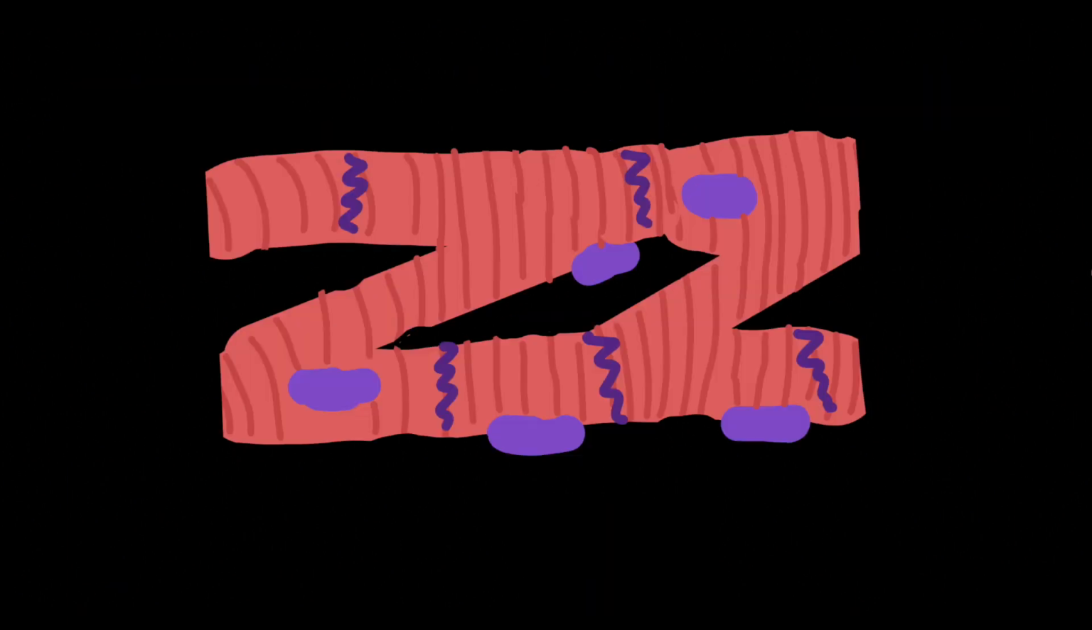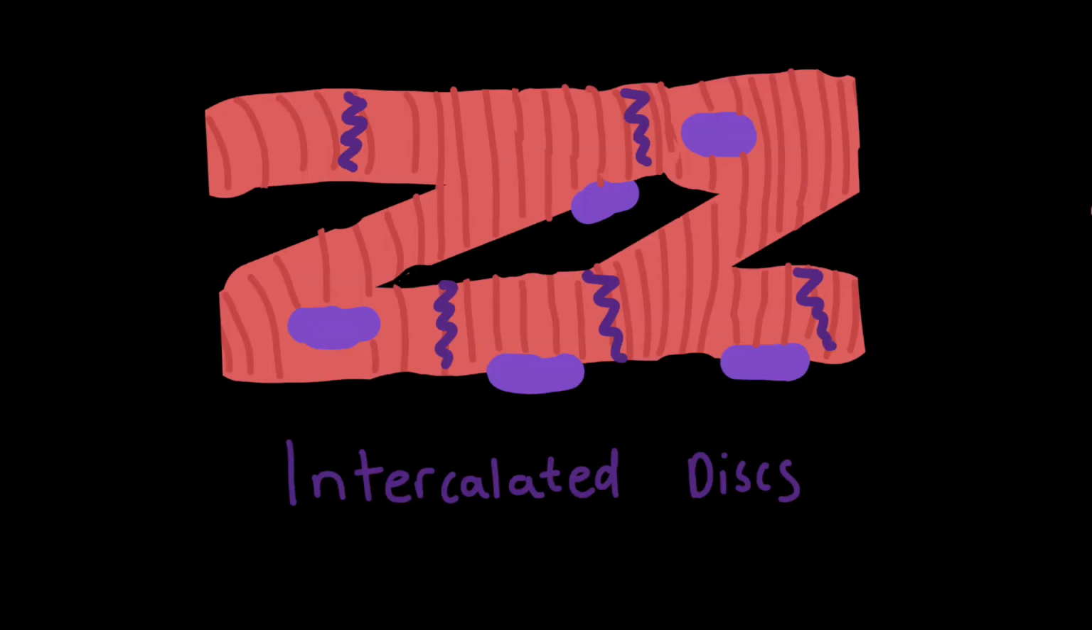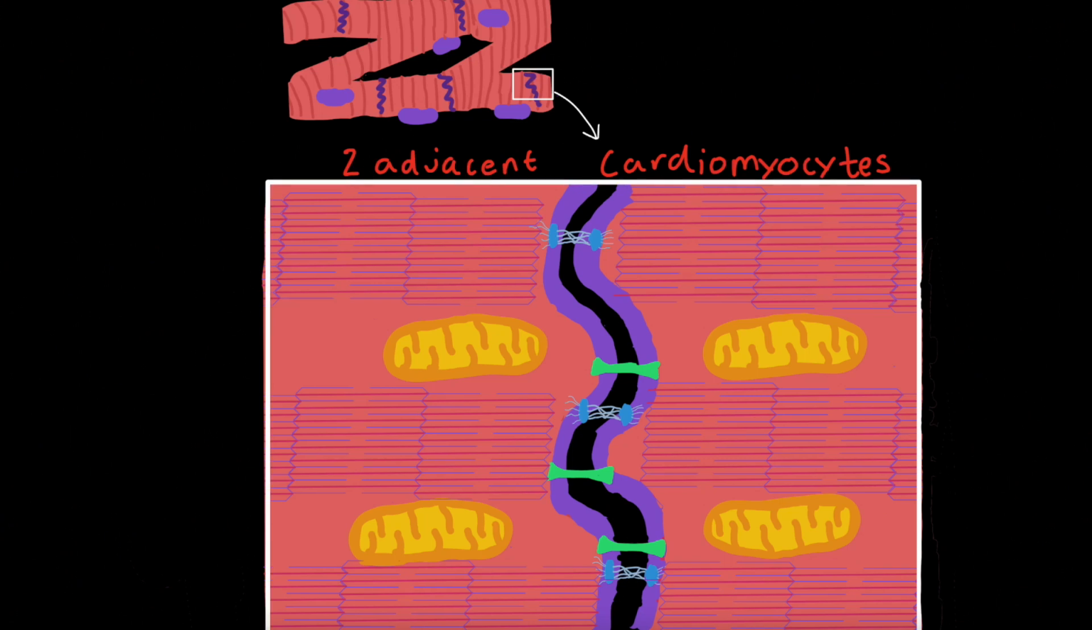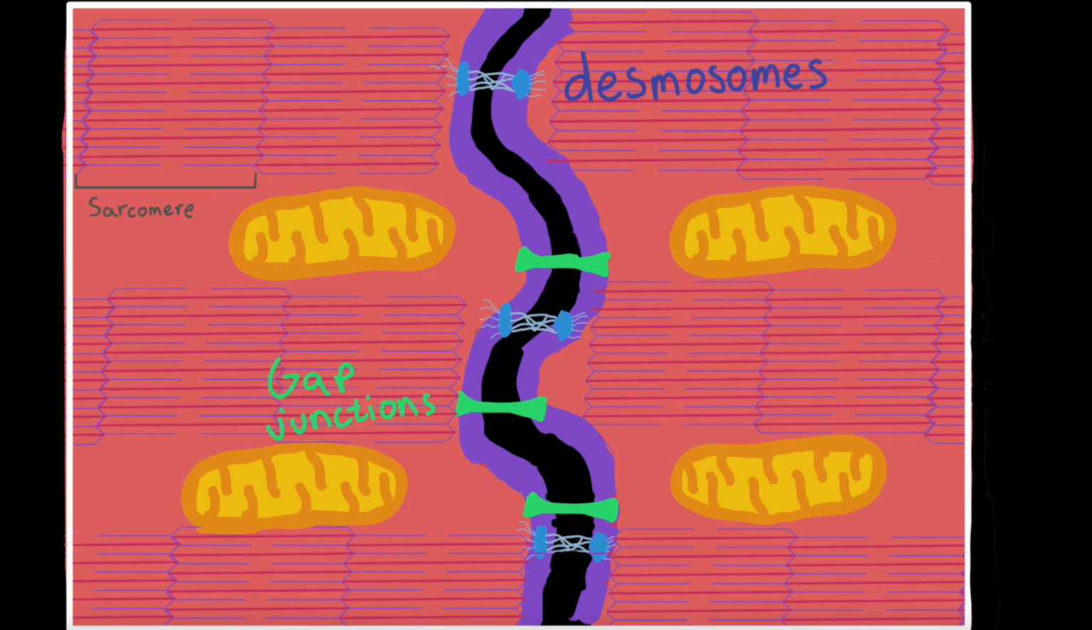Now here's what cardiac muscle, or in this instance, cardiomyocytes may look like. As you can see, cardiac muscle is striated, just like skeletal muscle, but the difference between cardiac and skeletal muscle is how they are joined together. Here's a zoomed in picture of what two adjacent cardiomyocytes may look like, connected by an intercalated disc, which is how all cardiomyocytes are connected. The intercalated disc contains desmosomes and gap junctions.